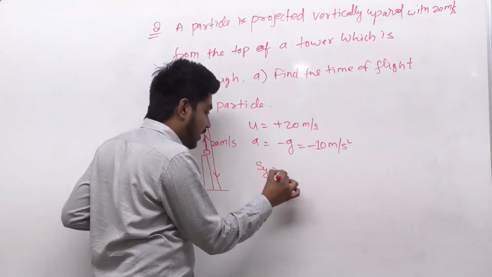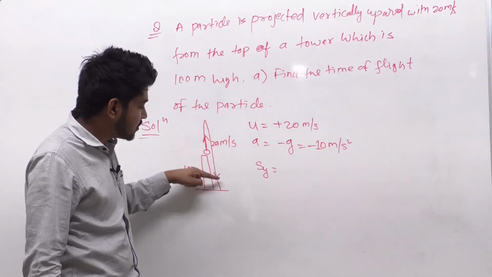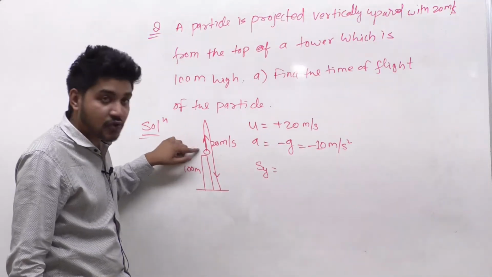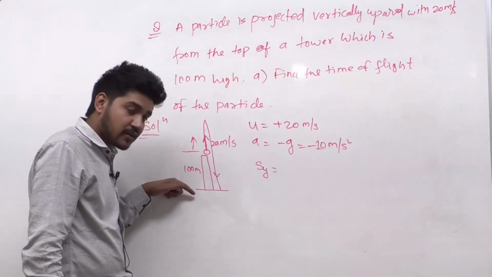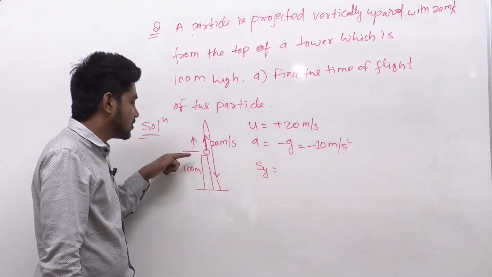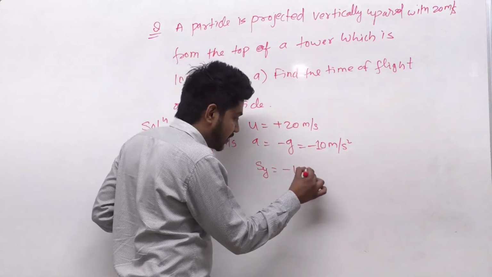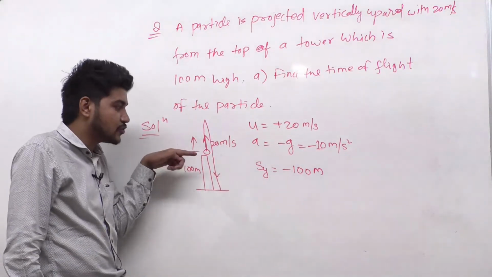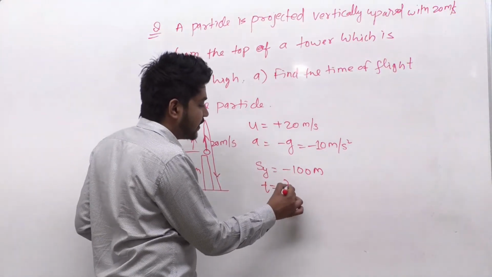Similarly, the displacement along y direction. We know the particle initially was at 0, 0, and finally after traveling some distance it came to the bottom, the horizontal level. What is the displacement of the particle? We know this is the origin, so distance upward from here is positive and distance downward from this position is negative. This is plus 1, 2, 3, 4, this is minus 1, minus 2, minus 3, minus 4. So the displacement of the particle is exactly minus 100 meter. Why minus? Because the particle has come down below the initial position, 100 meter down. So these three data are given, and we have to find the time of flight.